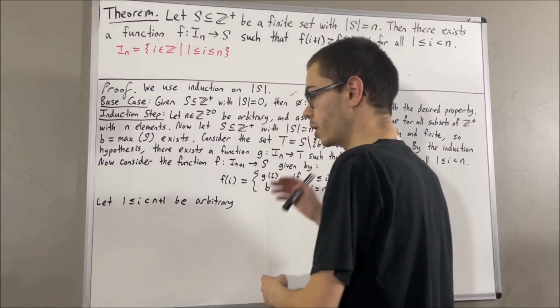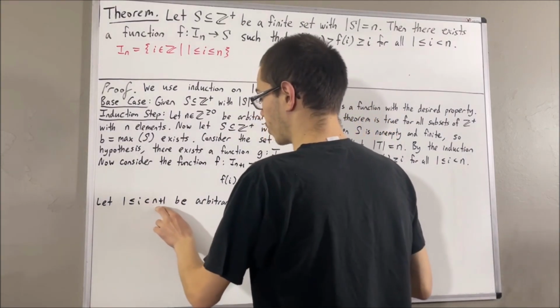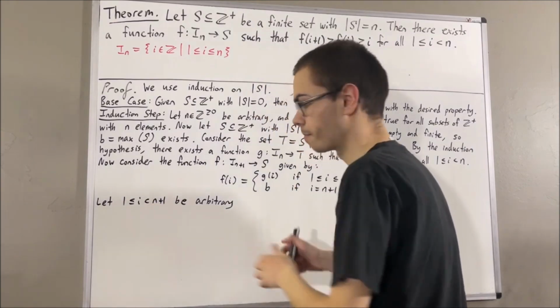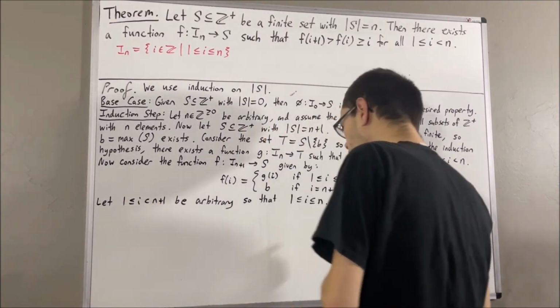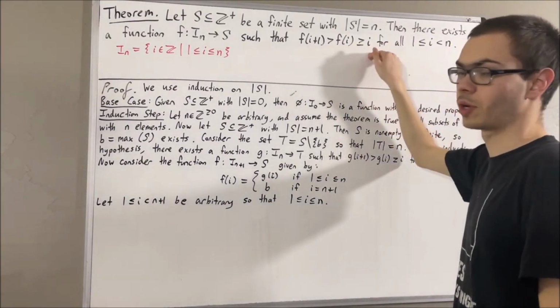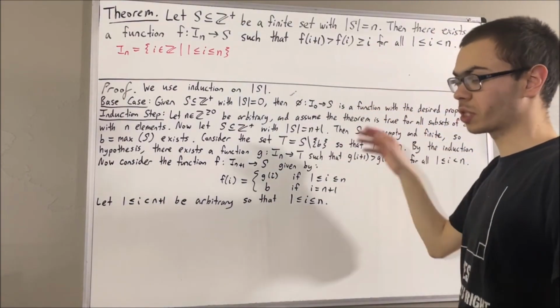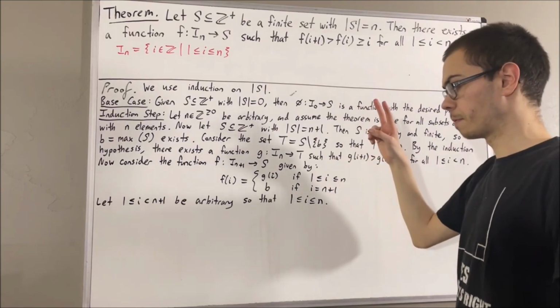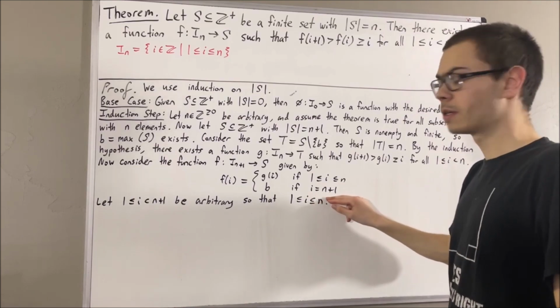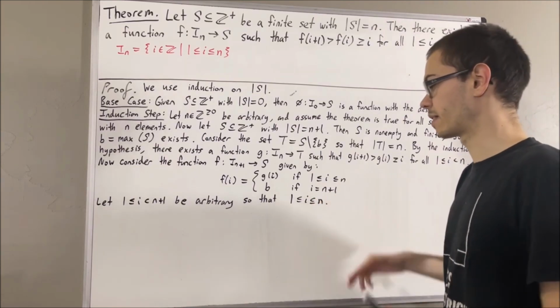Well, since we're working with integers, to say that i is less than n+1 implies i is less than or equal to n. And the whole goal is to show that f(i+1) is greater than f(i) is greater than or equal to i. And to show that, we're going to split this up into two cases. Either i is less than n or i is equal to n. Let's first consider the case i is less than n.